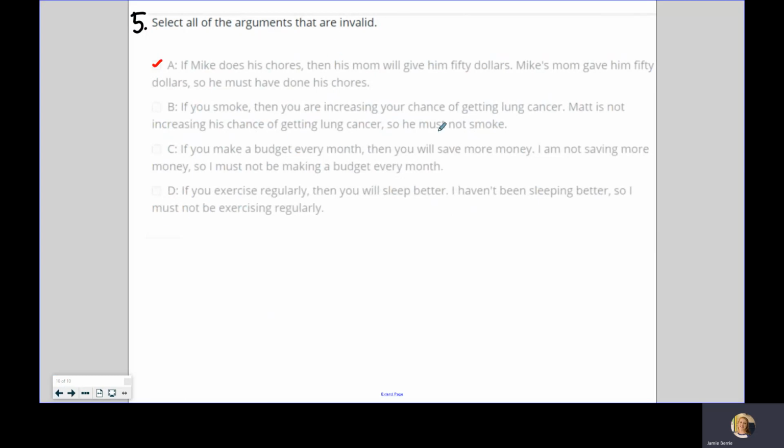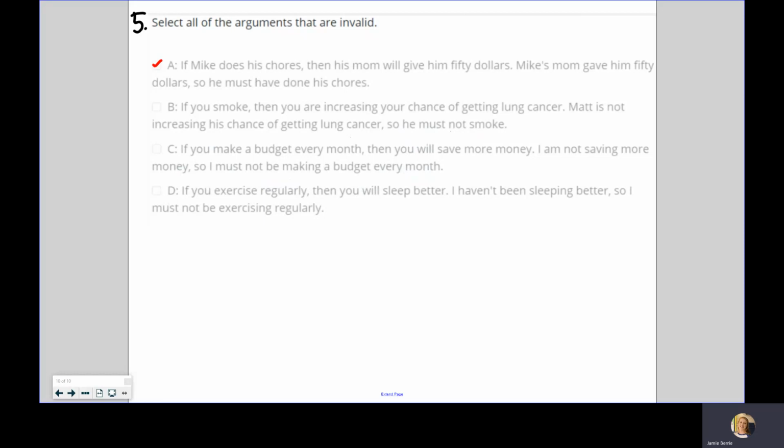If you make a budget every month, then you will save more money. I am not saving more money, so I must not be making a budget. That would be valid. If you're not saving more money, then there's no way that you have a budget, because you have to assume that this premise is true. If you make a budget, then you will save more money. So this is the assumption, the part that we're assuming is true. The conclusion is that I'm not saving money, so I must not be making a budget. That would be valid.